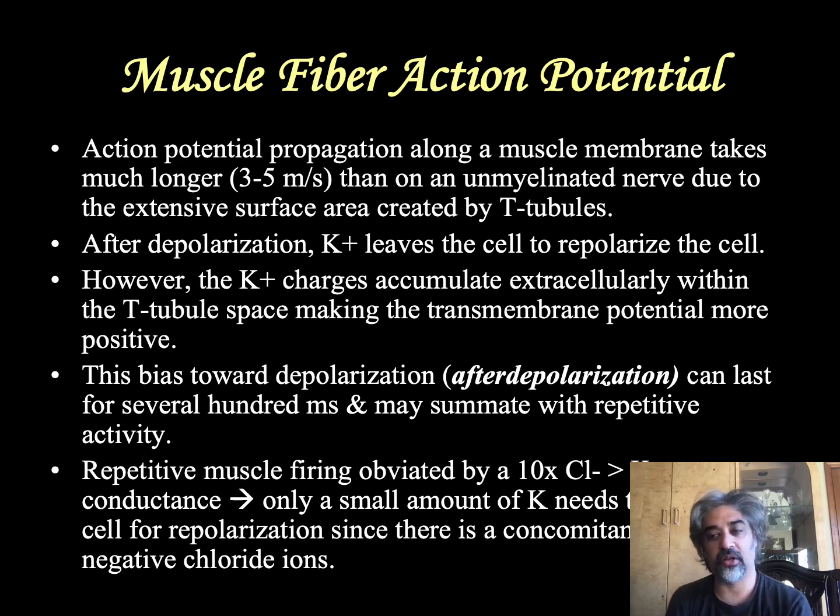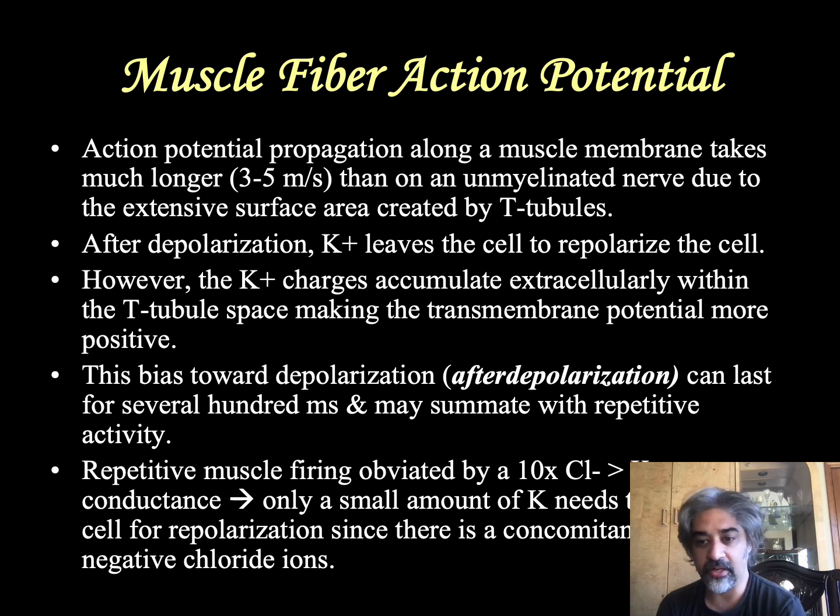Action potential propagation along the muscle membrane takes much longer. It's about 3 to 5 meters per second, as opposed to the upper limb nerve conduction velocity, which is 50 meters per second. And that's due to the extensive surface area created by the T-tubules. After depolarization, potassium leaves the cell to repolarize the cell. However, the potassium charges accumulate extracellularly within the T-tubule space, making the transmembrane potential more positive. And so this is a bias towards depolarization known as afterdepolarization, which can last for several hundred milliseconds and may summate with repetitive activity.